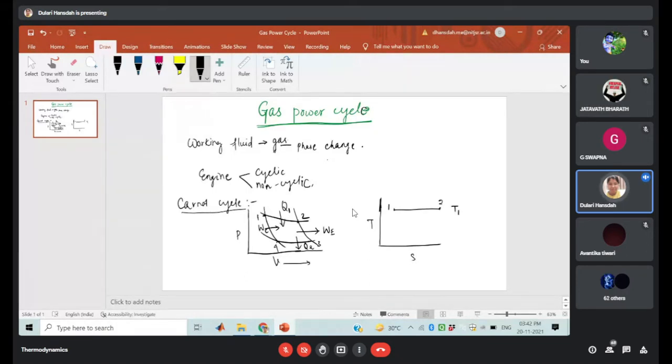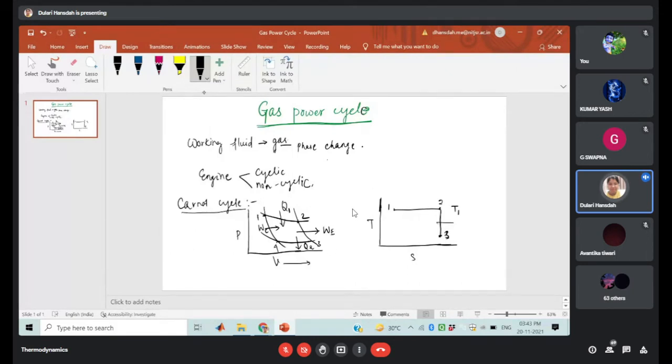Then we are having the reversible adiabatic process. So that will be also a constant line. So that is your 2 to 3 process. Okay. So in this case, your entropy is constant. And that will be the S2 and S3. Both will be same. In this case, reversible adiabatic process.